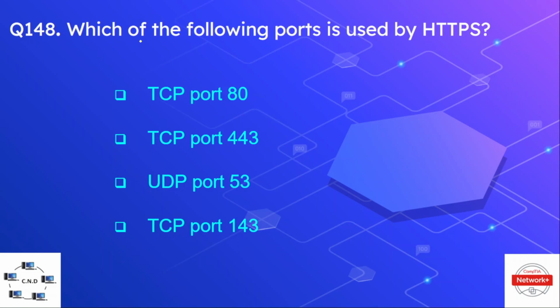Question number 148 is which of the following ports is used by HTTPS? And the options are TCP port 80, TCP port 443, UDP port 53 or TCP port 143. And the correct option is 443. So the HTTPS uses 443, while the simple HTTP uses port number 80.